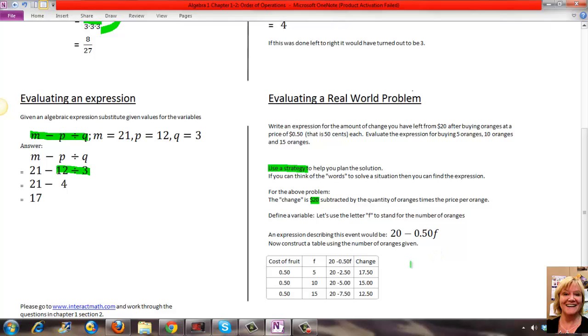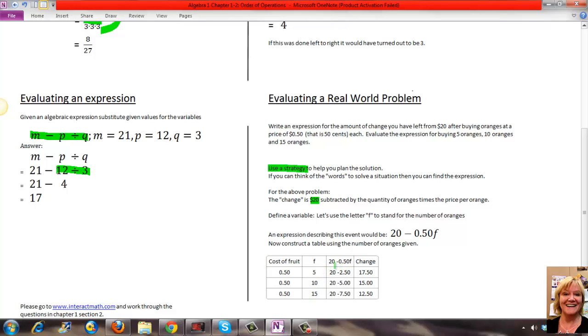And now we're going to construct a table using the number of oranges that they asked us to find the change for. So the cost of the fruit, you can see there that it doesn't vary. It always stays the same. The F, which stands for fruit, is the number of fruit. So we've got 5, we've got 10, and we've got 15.